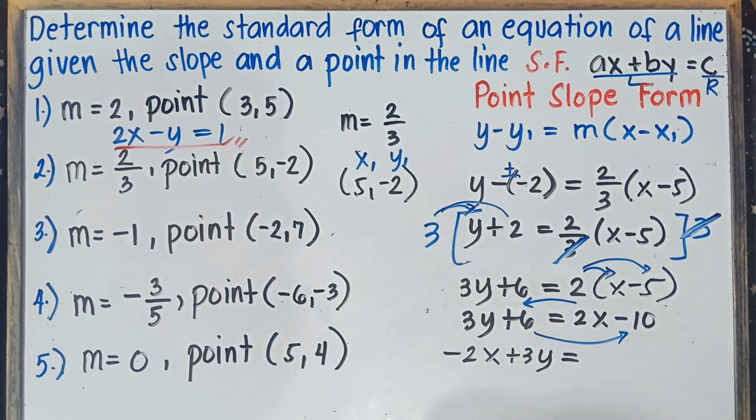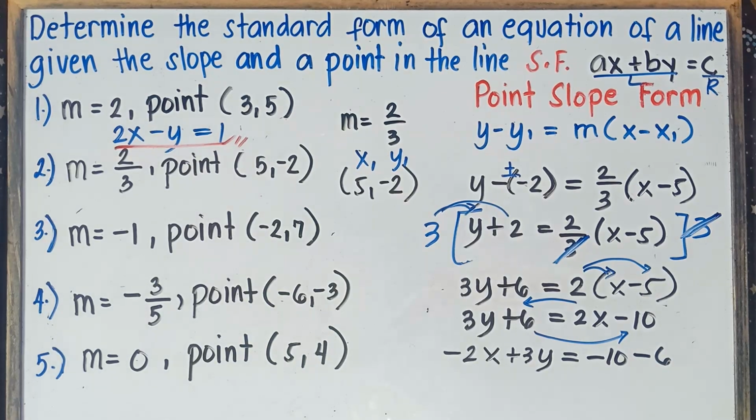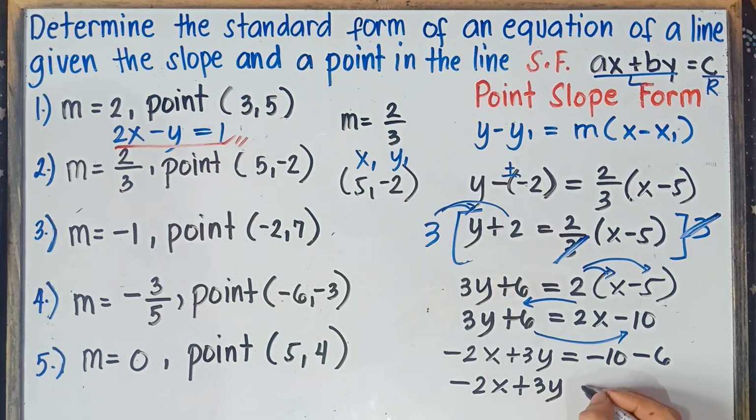Alright, so copy equal sign, copy negative 10. Do not change the sign of negative 10 because negative 10 is still on the right. We transpose 6 from left to right. This is positive. It will become negative 6. Alright, and then copy this one, negative 2x, copy positive 3y, copy equal sign, and then negative 10 minus 6.